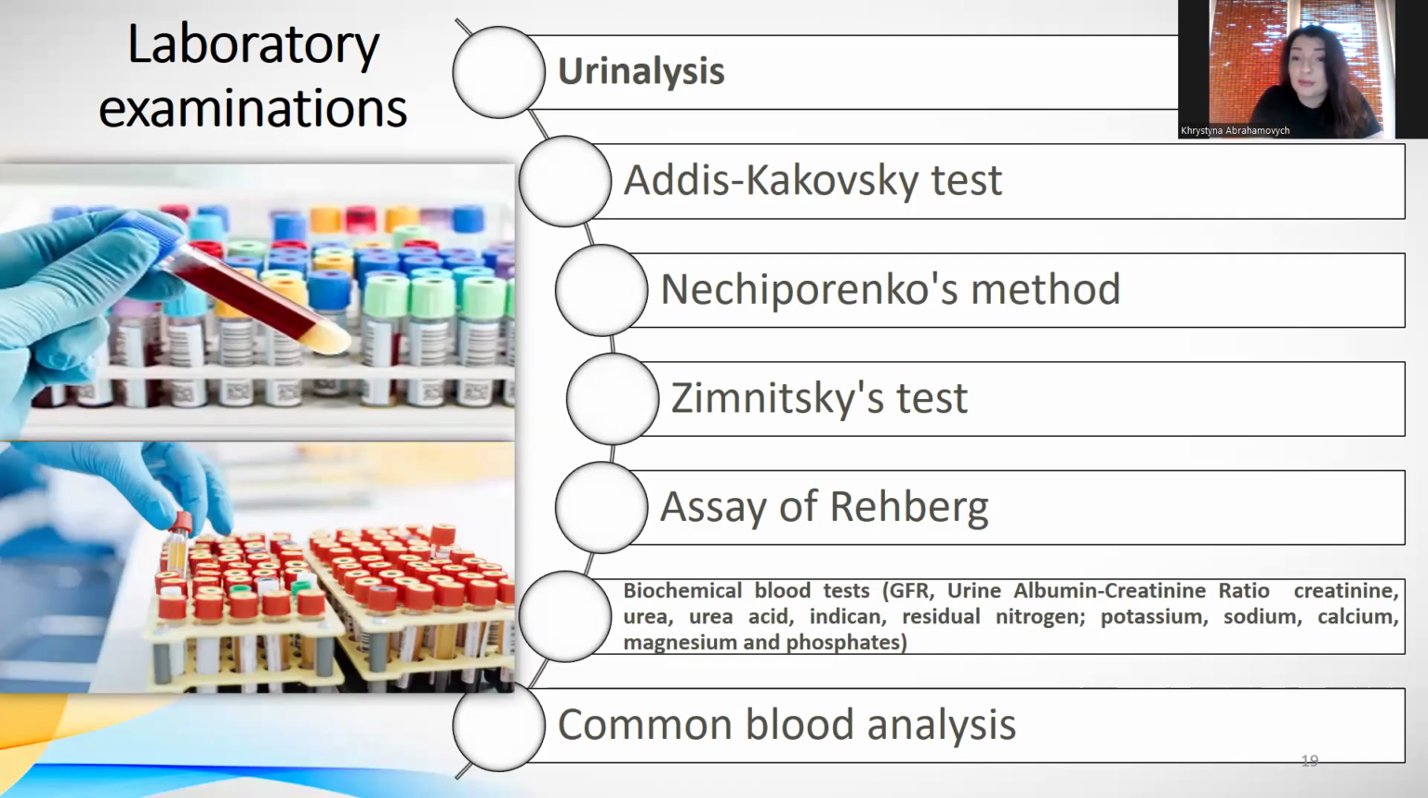We check in blood chemistry, first of all, glomerular filtration rate. This glomerular filtration rate will be called measured. Also, urine albumin creatinine ratio. Besides that, creatinine, urea, uric acid, maybe also checked nitrogen, potassium, sodium, calcium, phosphorus, magnesium, etc. More, we will discuss these methods with you during practical classes. But about some of them, I will tell you today.